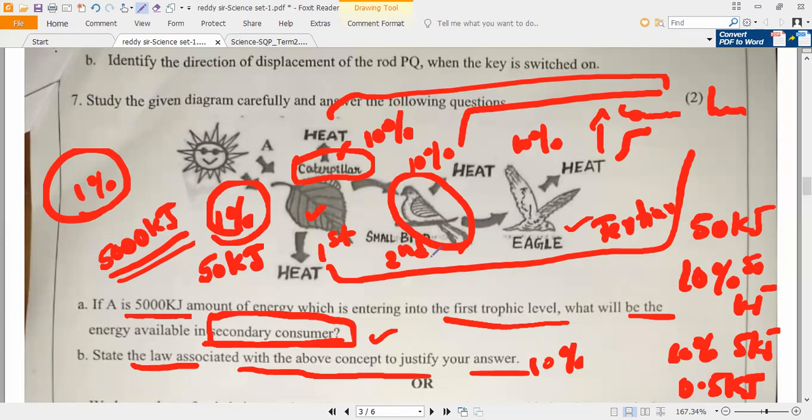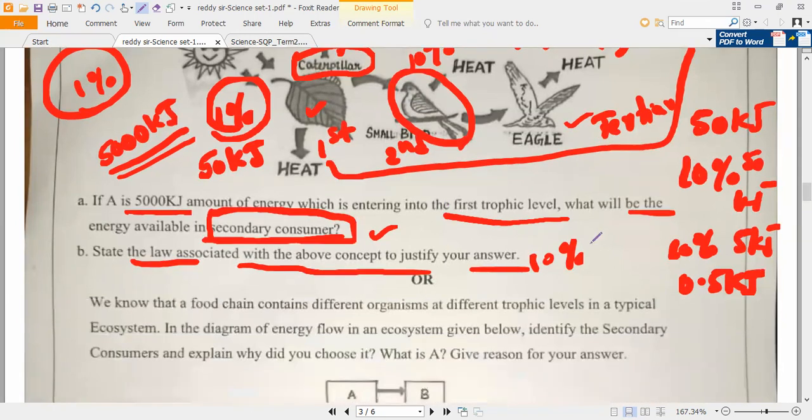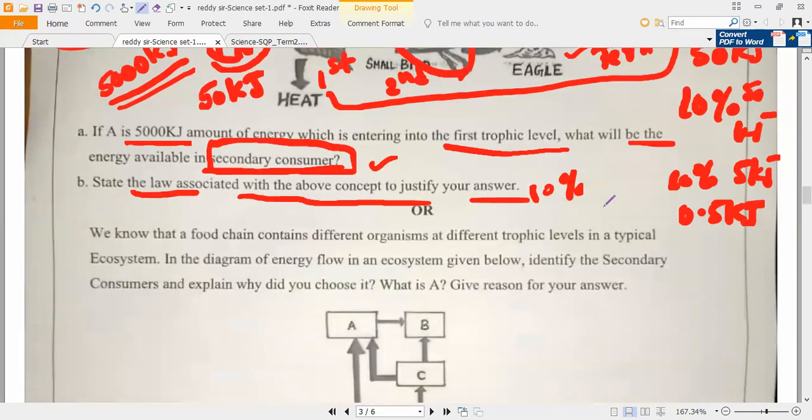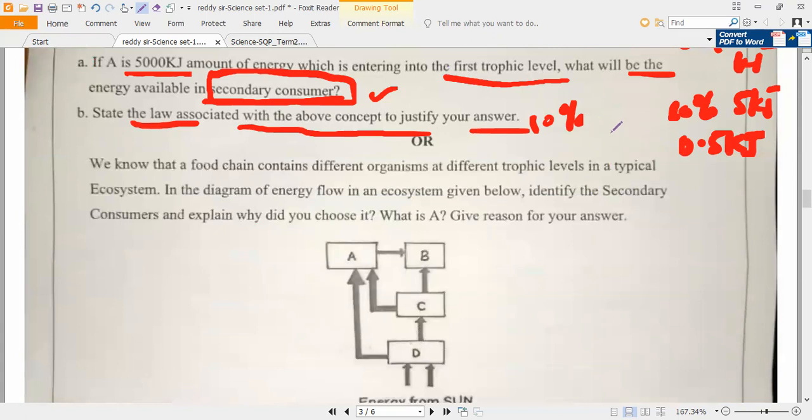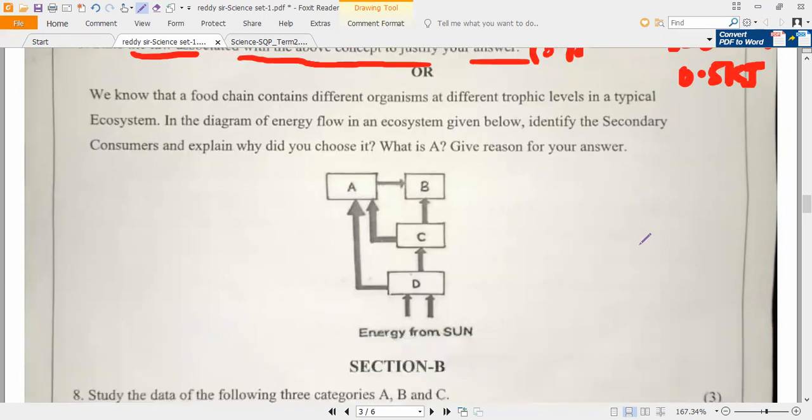That is what you need to remember. So what is the answer? You have to explain the 10% law and justify your answer. We have to say that only 10% of the energy eaten by them will be transferred to the next level, and the remaining energy will be lost in the form of heat, community heat, some will be used for digestion, and some energy goes to growth and reproduction.